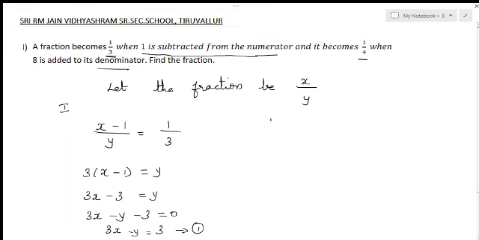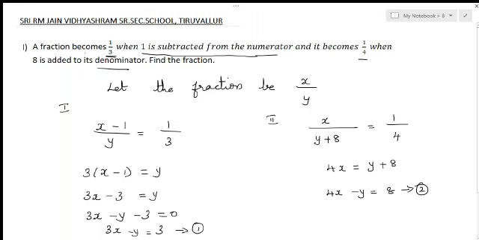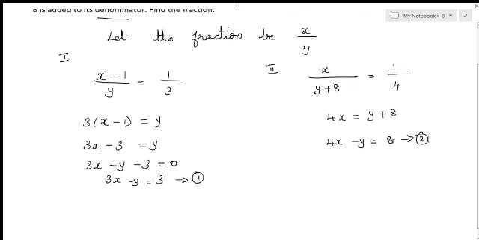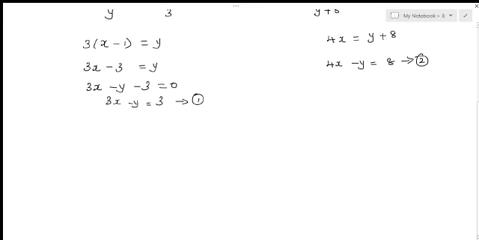See your second condition. It becomes 1 by 4 when 8 is added to its denominator. So x divided by y plus 8 will give 1 by 4. Again cross multiply. 4x equal to y plus 8. So 4x minus y equal to 8. Let this be equation number 2. Now let us simplify and find out the value for x and y.